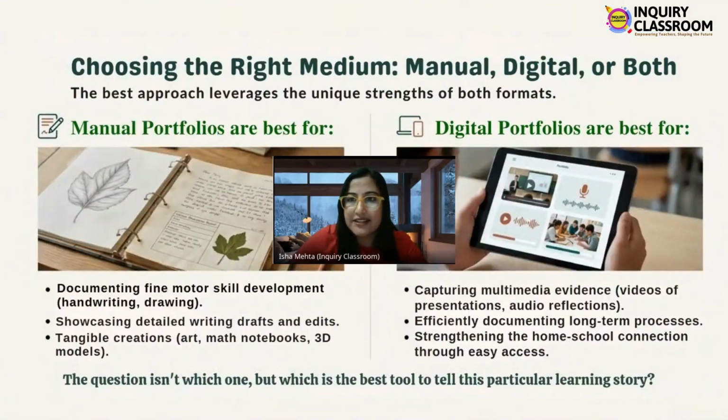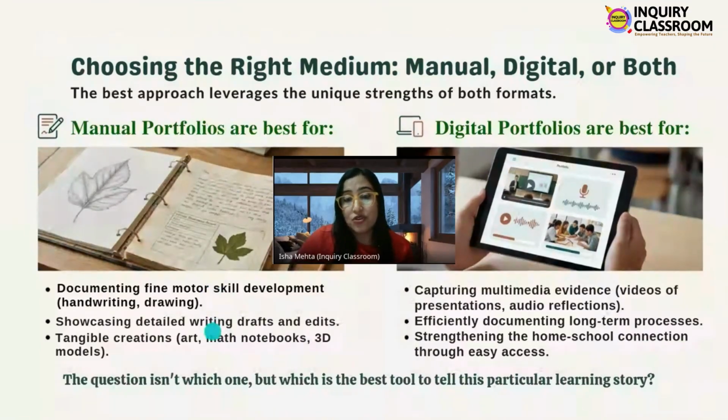So moving on, let's talk about the types of portfolios. Today we're talking about both manual and digital portfolios. Both of them have their own plus and minus. If we talk about manual portfolios, they are really good for documenting fine motor skills, writing skills, handwriting, drawing, and the graphical organizers they make. And also edits, as we talked about: rough draft, first draft, second draft, and my final draft. And also for tangible creations. For example, if they have made an artifact, that can also be included in the portfolios.